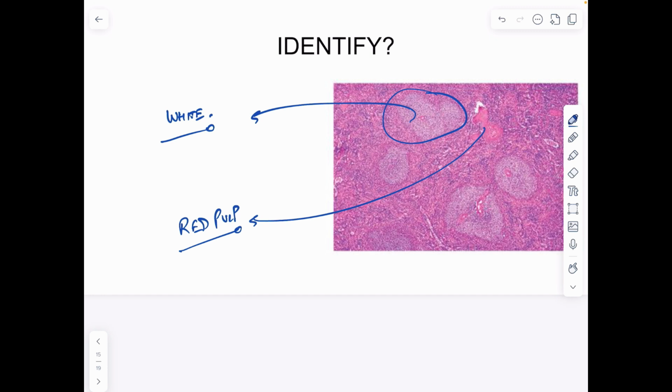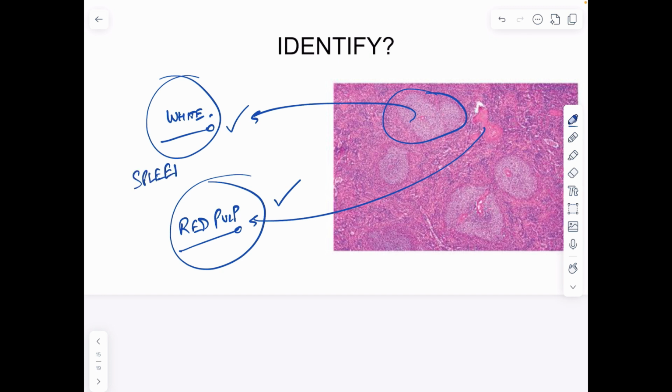It consists of splenic cords, which are also known as the cords of Billroth, which is a loose network of reticular cells, macrophages and RBCs, and the splenic sinusoids. So based on the identification of the white and the red pulp, having blue and relatively red or pink color, you will be able to identify it to be a normal spleen histological slide.